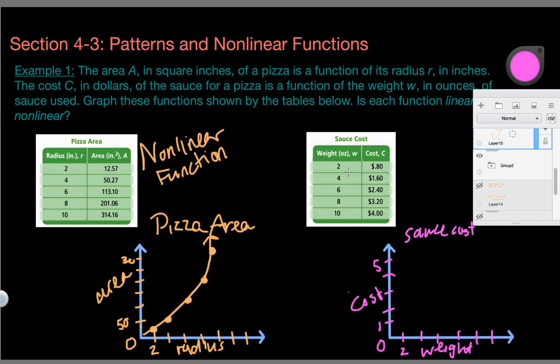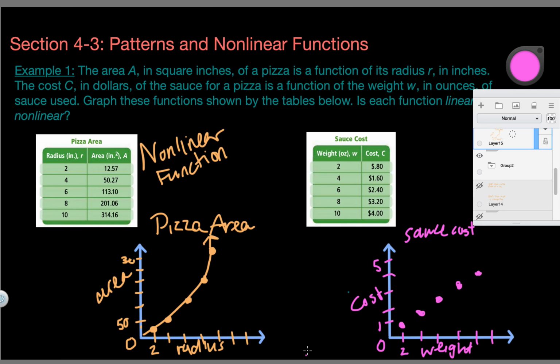When our weight is 2 ounces, our cost is 80 cents, which is less than $1. So we're somewhere down here, right? When our weight is 4, we're at 160, which is going to be right in between 1 and 2. When our weight is 6 ounces, we're at 240, so somewhere right here. When our weight is 8 ounces, we're at 320, so close to right here. And when our weight is 10 ounces, we're at $4, so right here.